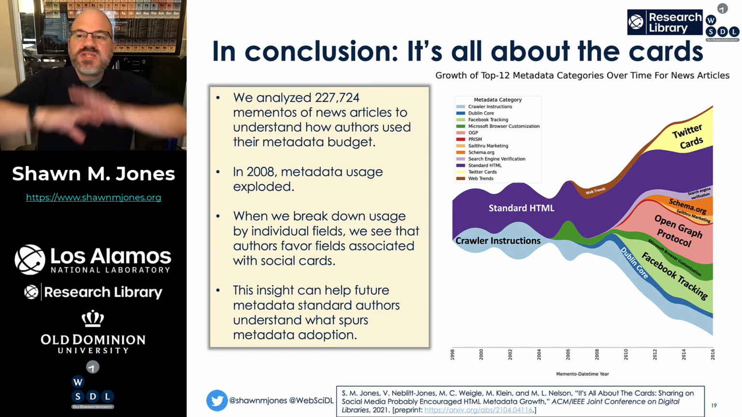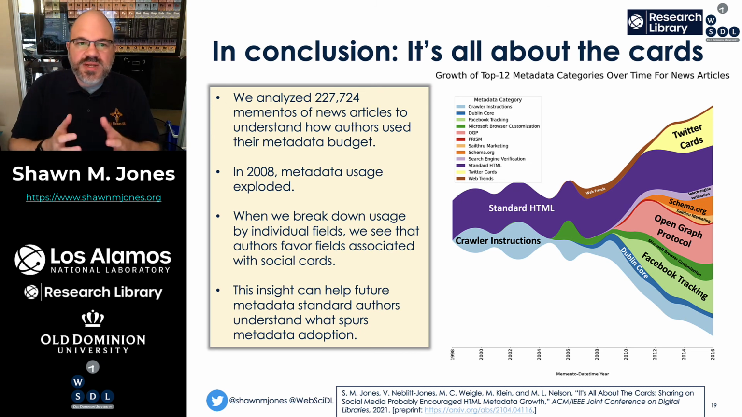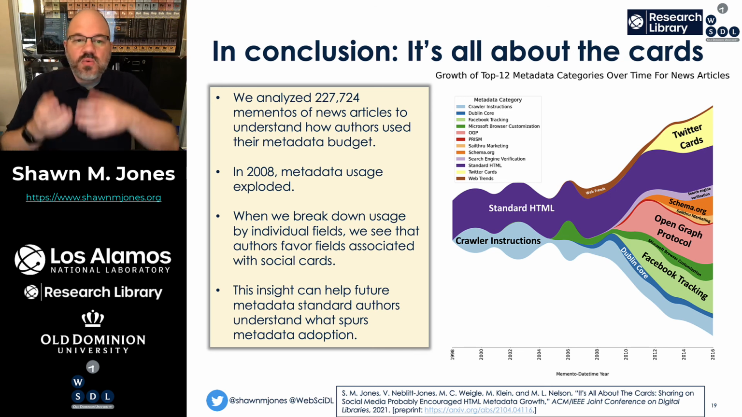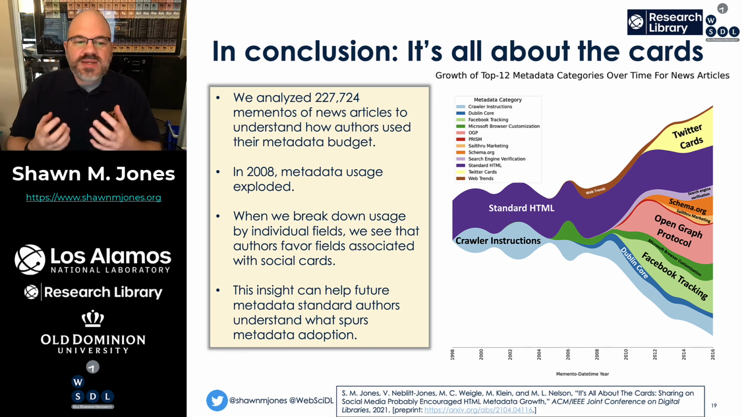So in conclusion, it's all about the cards. We analyzed 227,724 mementos of news articles to understand how authors spend their metadata budget. In 2008, metadata usage exploded. And when we break down usage by individual fields, we see that authors favor fields associated with social cards. And so we hope this insight can help metadata standard authors understand what spurs metadata adoption. Thank you.